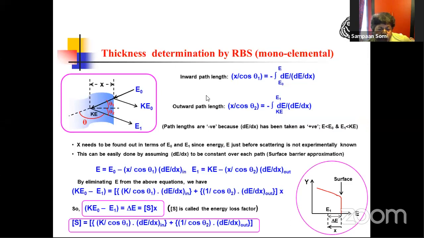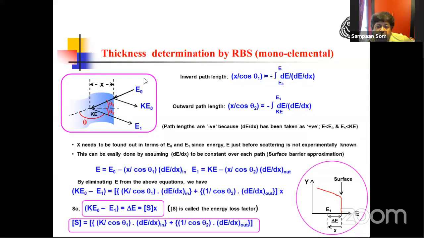And you can see this is the schematic diagram from where you can imagine how thickness determination is possible. Of course, I'm talking about a monoelemental film. If it is a thin film of a compound material, then you have to do the same formality for both the constituent elements, and it has an additive effect.